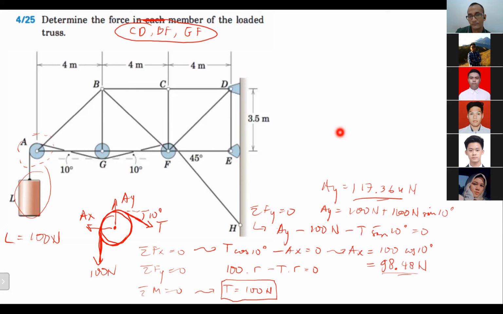So by separating the truss and the pulley, it also counts as a section method. No, this one I'm just determining the external forces, because I haven't got any information about the external forces. That's why I need to determine them. That's only for pulley A. For pulley G, we haven't got any information yet as well.